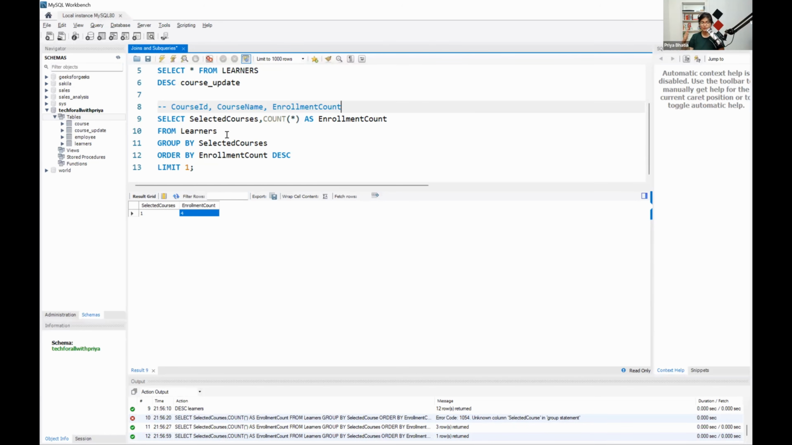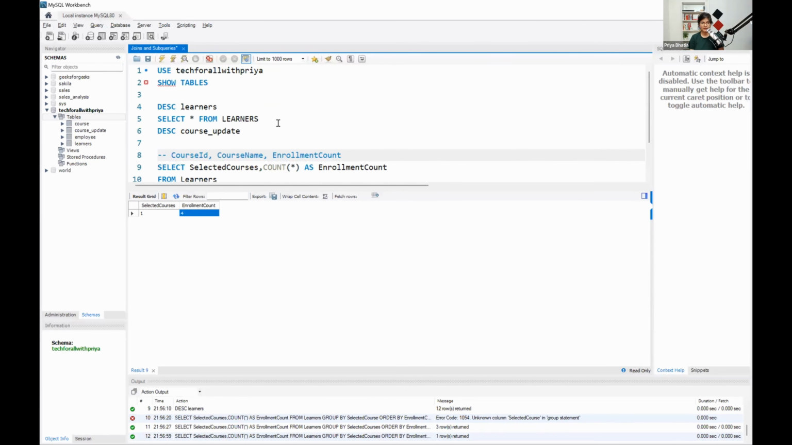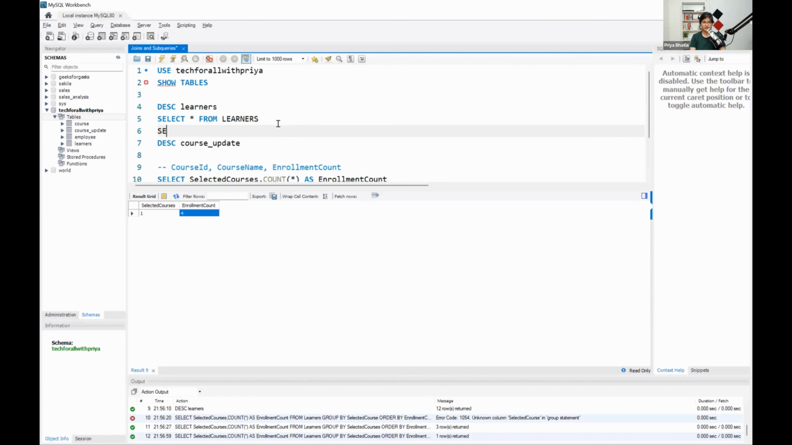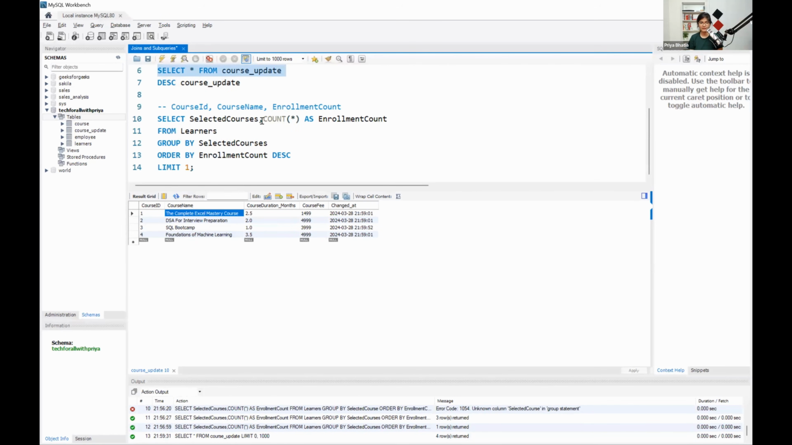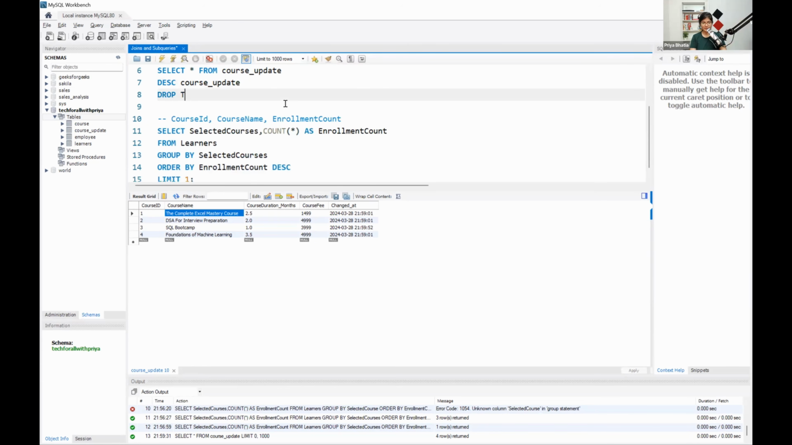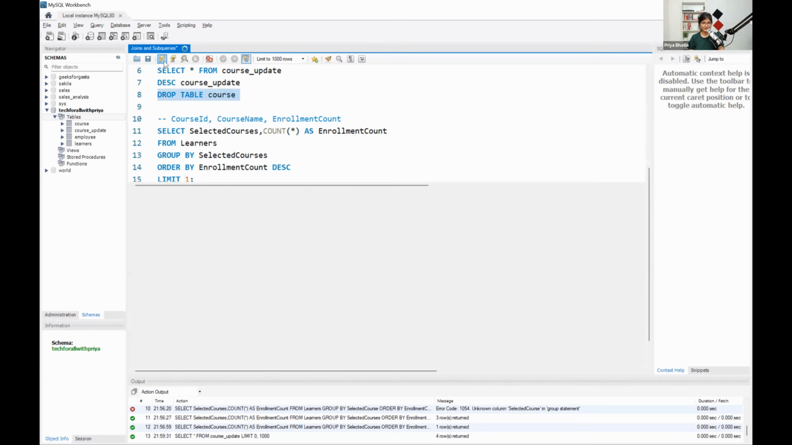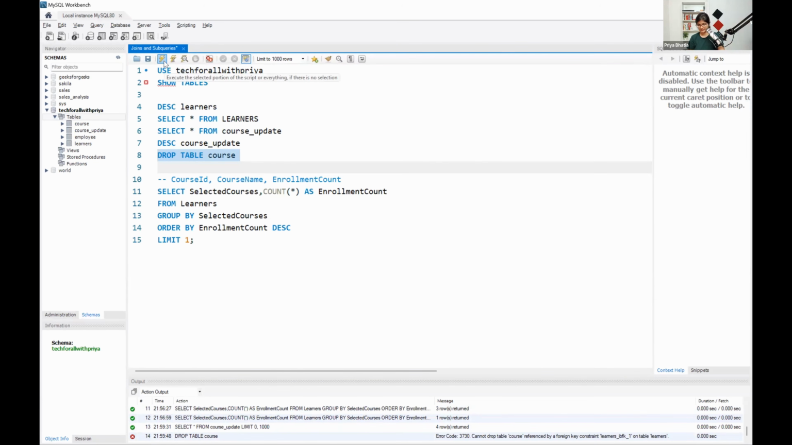So with respect to 1, I'm looking for the course name. If you see, select star from course_update. If I run this new table that we have, it's a complete Excel mastery course. So I'm looking for the name of that as well in this part. And I'm dropping my previous table because I'm not working with the course table in the project anymore. So I'm dropping that. What was my table name? Courses.